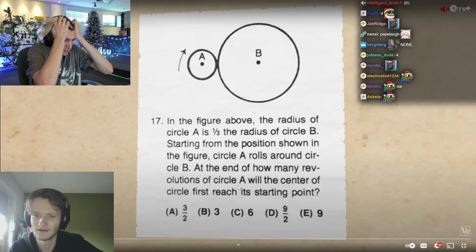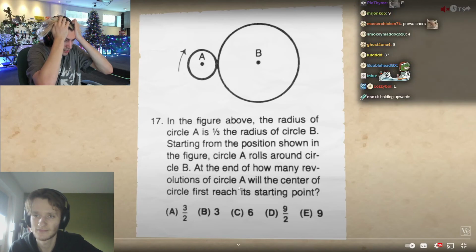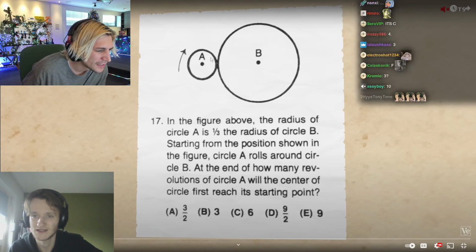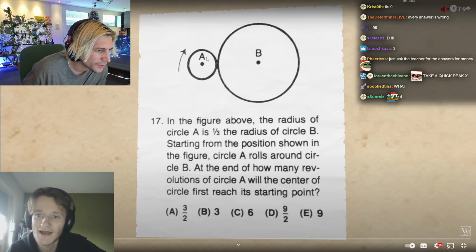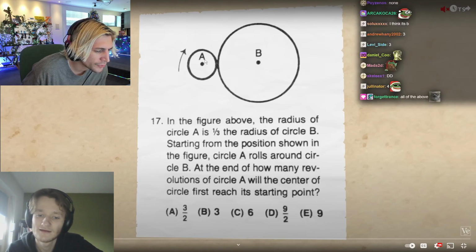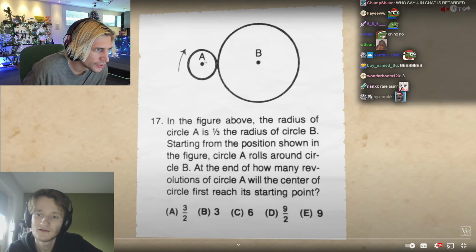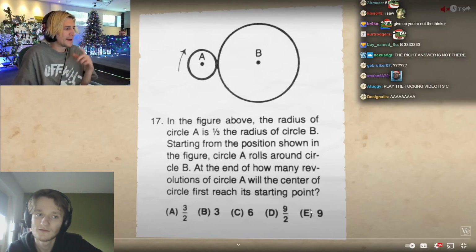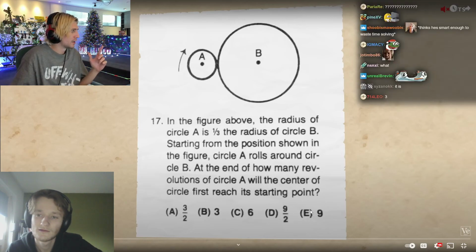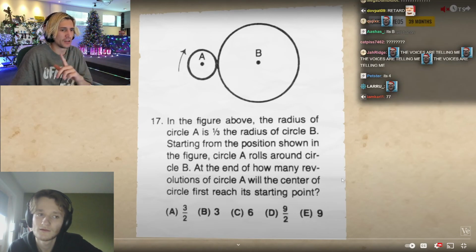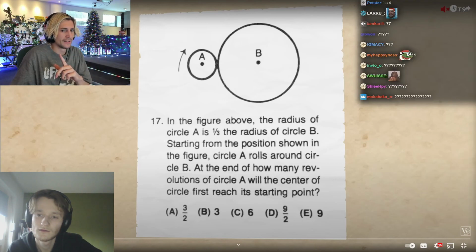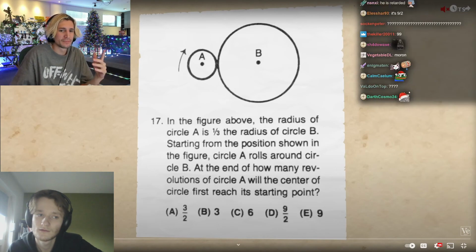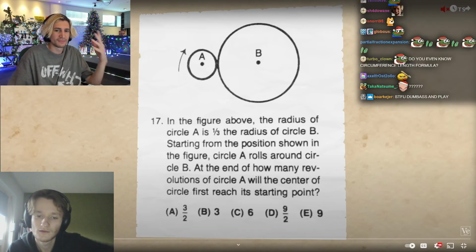If it's B, then... hold up. Chat is saying E for no reason, dude. They're trolling me. It might just be 9. It might just be 9. It's multiplicative. It multiplies because... wait.